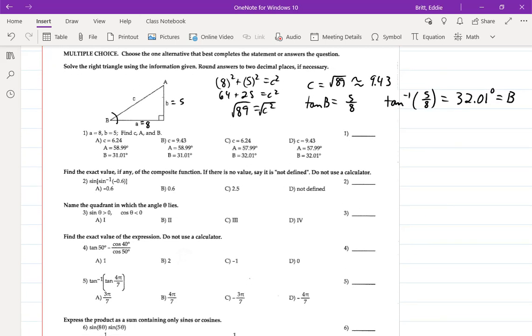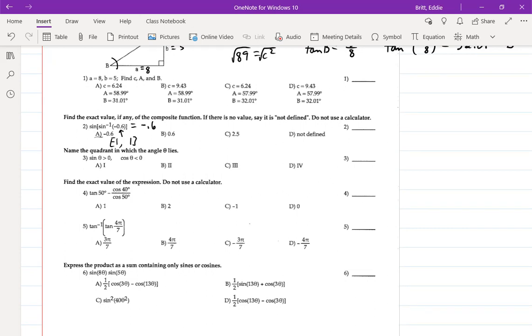Okay. On number 2, the sine of the inverse sine of negative 0.6, as long as this number right here is between negative 1 and 1, then the answer is just going to be equal to the negative 0.6. If it's not between negative 1 and 1, it's no solution or not defined. So you can see the answer there is A.